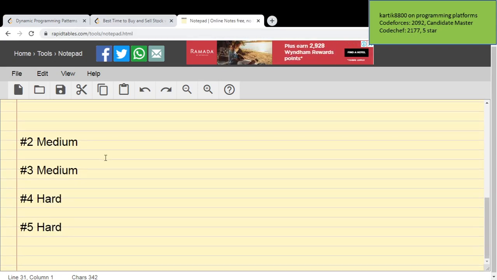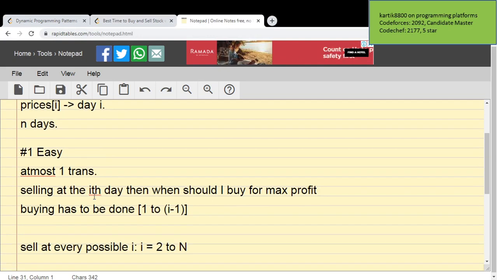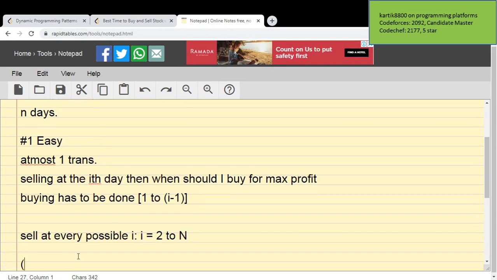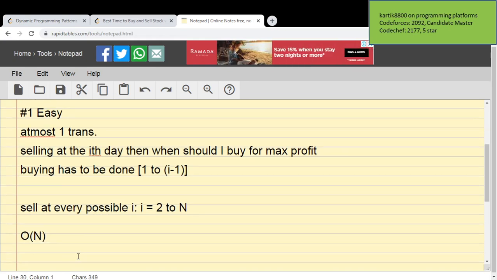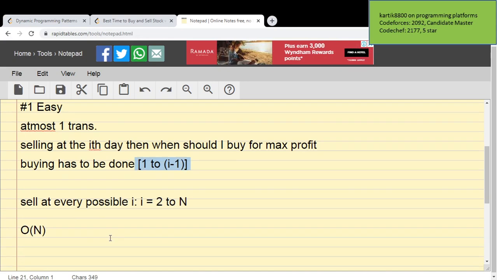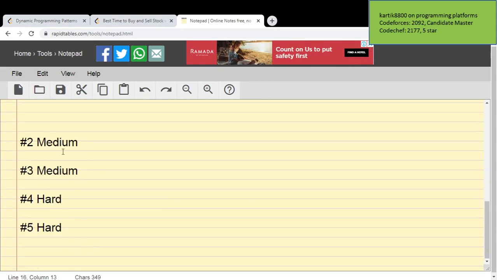So the second problem is a medium one. Also, the solution to the first problem is in big O of n only because I was maintaining that cheapest variable. Otherwise, I'd have to loop through the previous days to find when it was the cheapest, and that would be n squared. Cool.